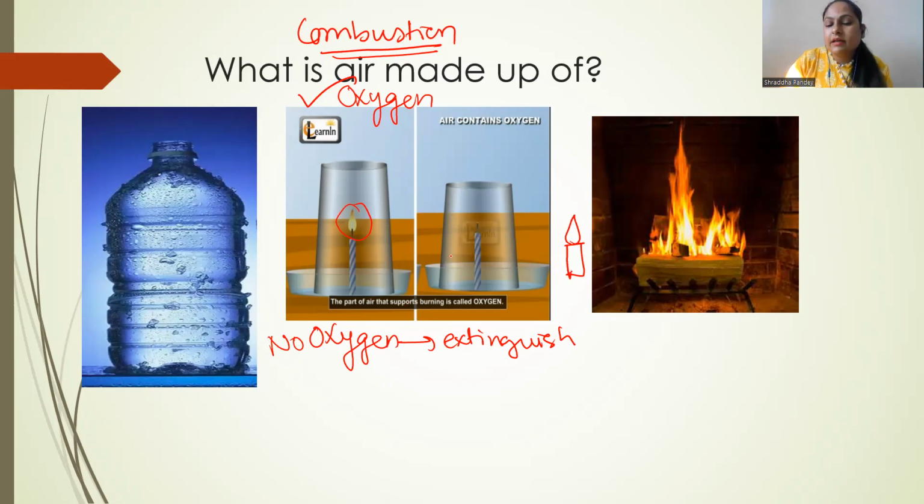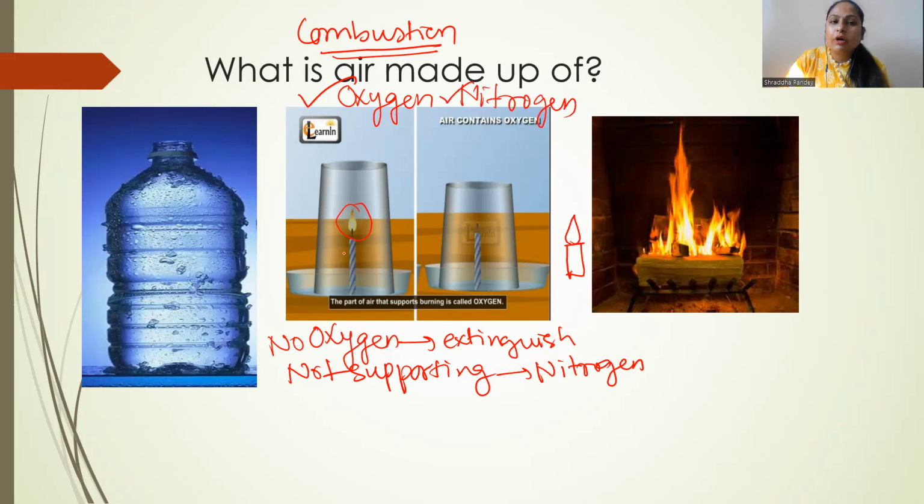Inside the glass tumbler, there is again no burning. So what is the other element which is not supporting burning? It is nitrogen. So this is another element in the air which does not support burning, and that is nitrogen. So nitrogen is also present in air.